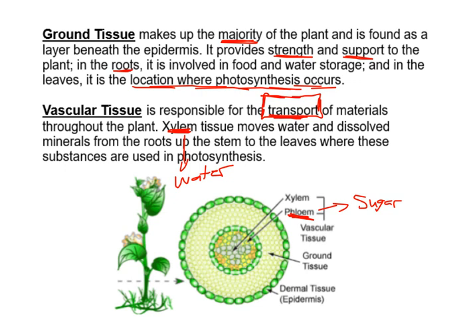Xylem and water, X and W, are both at the end of the alphabet, basically next to each other. That's how I remember which one is which. And phloem and sugar, QRS. I know they're not right next to each other, but that's how I remember it. So it's dumb. All right, does that make sense so far?